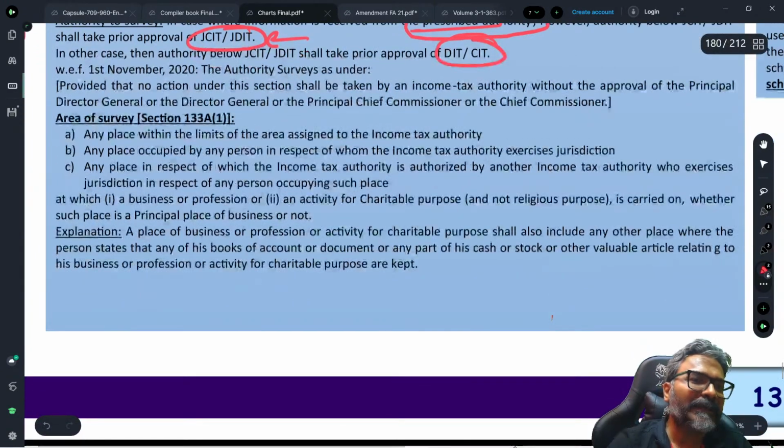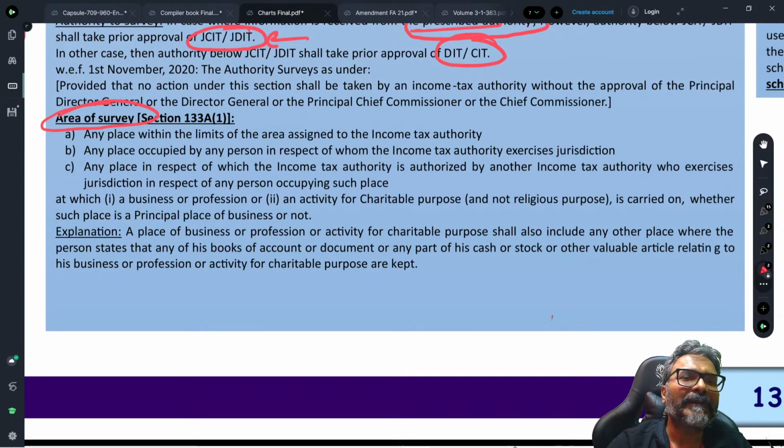Now, which is the area, students, where you can do the survey? Generally, the jurisdiction given to the income tax authority is based on the place of business. That is how the area-wise jurisdiction is given. You don't get the jurisdiction on the basis of the person.